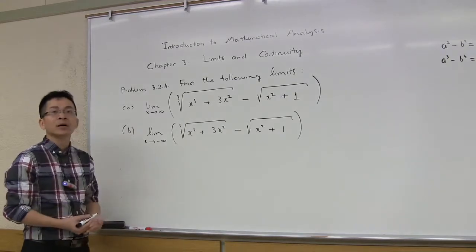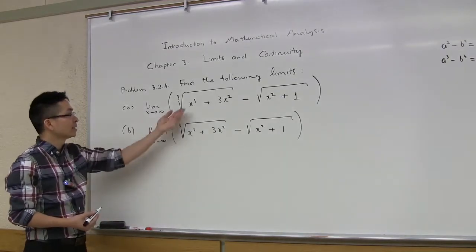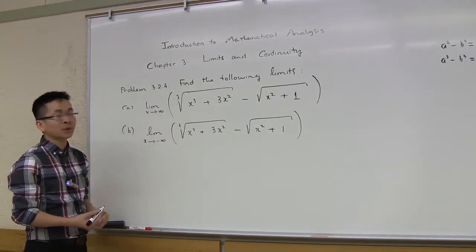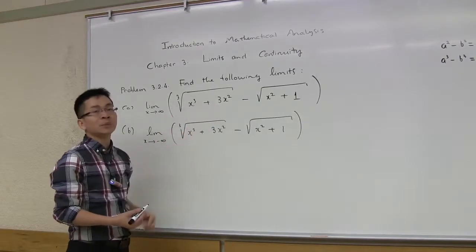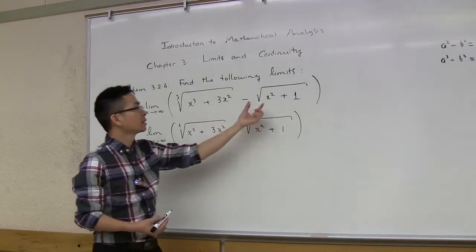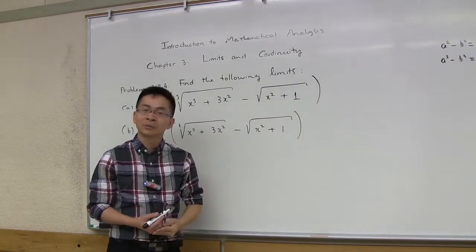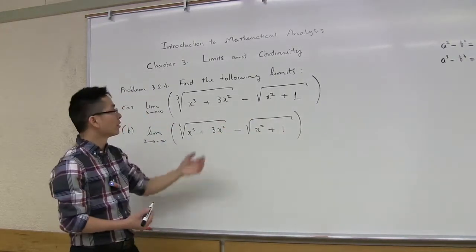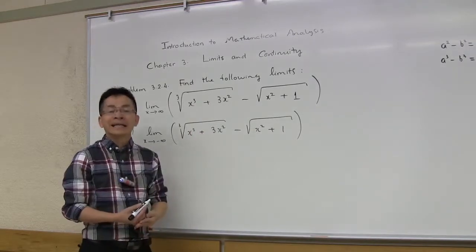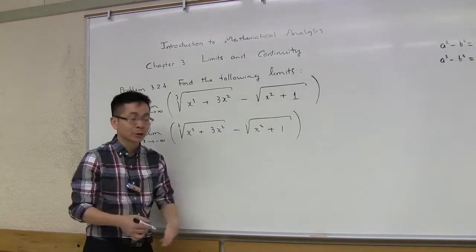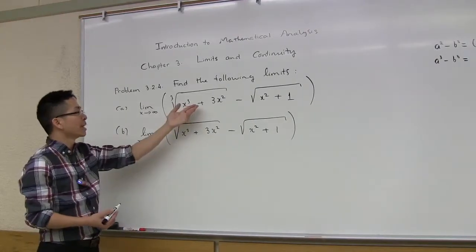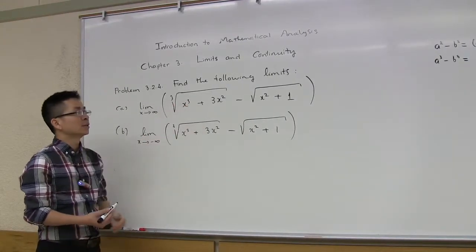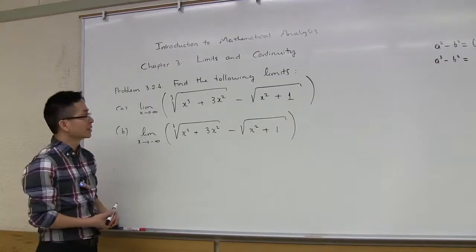Now, let's focus on the first problem. Here, we see that when x approaches infinity, the first function approaches infinity, and the second function also approaches infinity. Therefore, this is an indeterminate form. We will try to use some algebraic manipulation in order to calculate this limit.